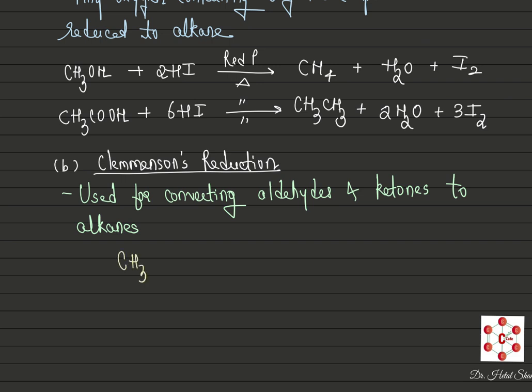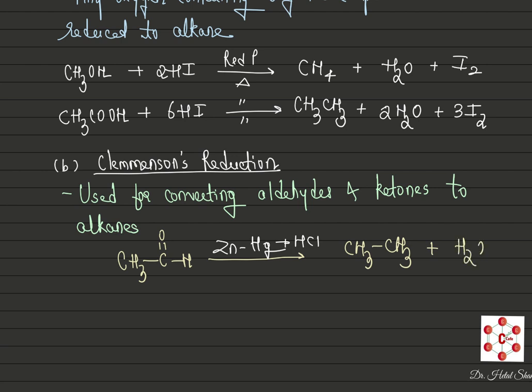Let us take up ethanal. How is this done? We take zinc amalgam, Zn-Hg, and HCl. Your CH3CHO will become CH3CH3, right? And oxygen obviously would come out as water. So it is zinc amalgam and HCl doing the trick.